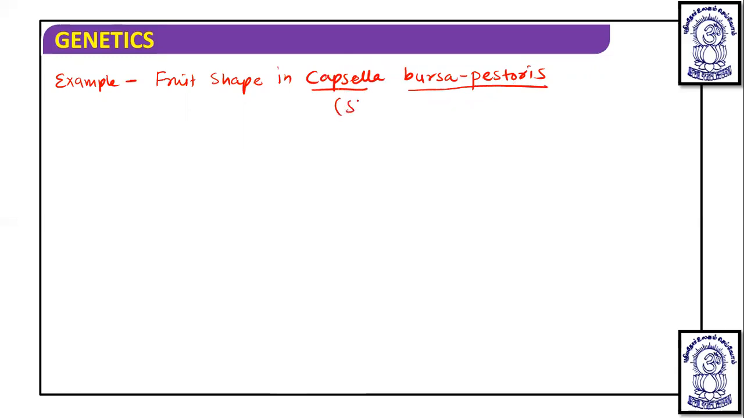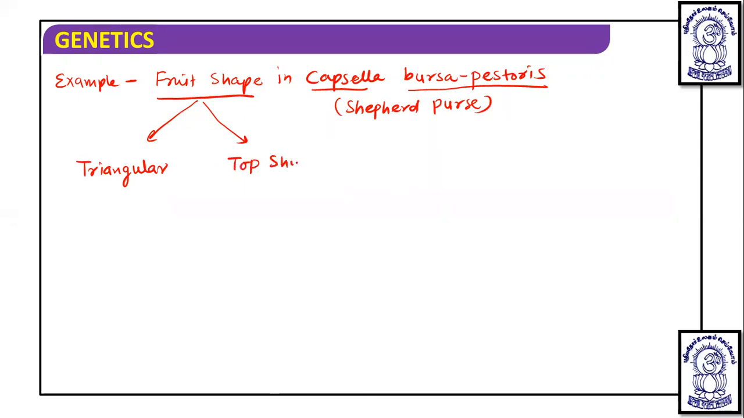This Capsella bursa-pastoris is also known as shepherd's purse. Now in this fruit shape, two types of fruit shape are seen. One is triangular and another one is the top shape. Triangular is a dominant trait and top shape is the recessive trait.